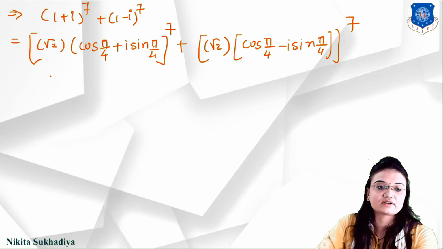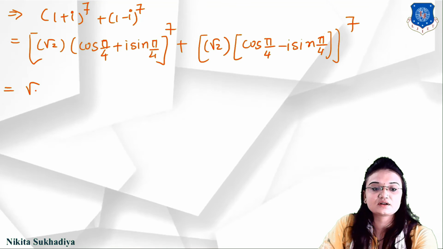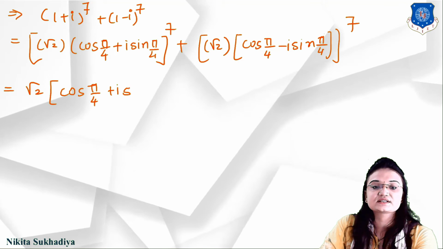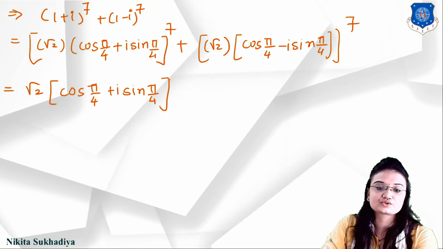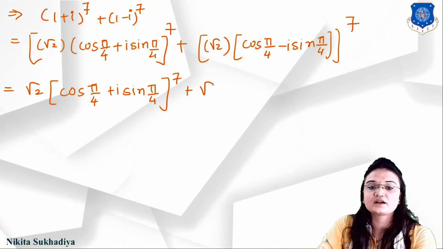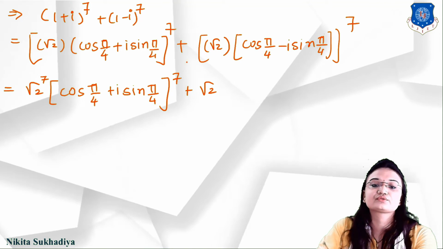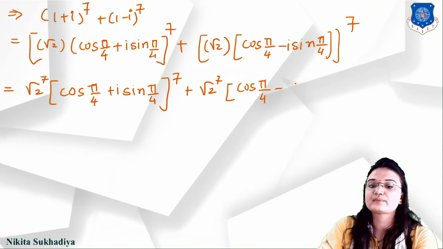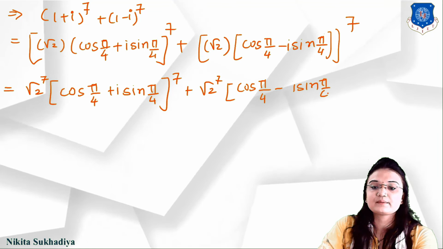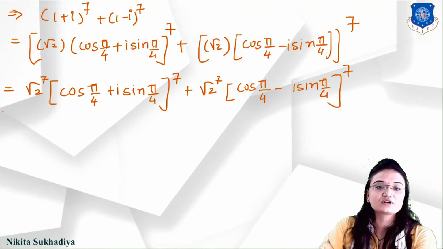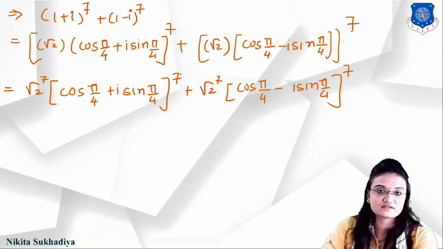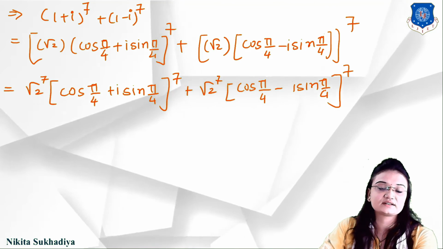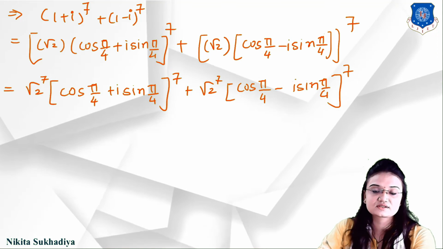raised to 7. So here this is nothing but under root of 2 (cos pi by 4 plus i sin pi by 4) raised to 7, and this is under root of 2 raised to 7. Okay, here under root of 2 raised to 7, this is again (cos pi by 4 minus i sin pi by 4) raised to 7. So this is nothing but (cos theta plus i sin theta) raised to 7, so here we can use De Moivre's theorem easily. Here also cos theta minus i sin theta, so again we can use De Moivre's theorem easily.